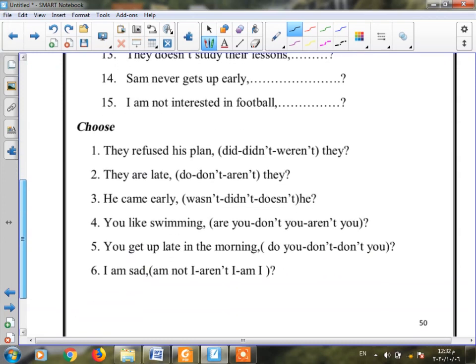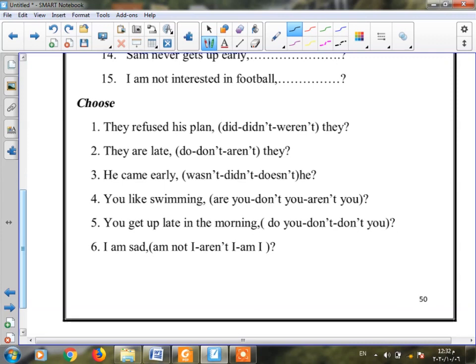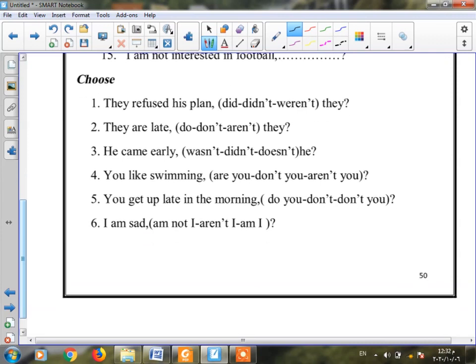Let's move to some choices together. Choose the first word, then use his plan. Okay, let's choose the correct form of the verb. Refused, again, it's past as you see. Negative or positive? No, it's positive. So here I'm going to convert my word into negative. It will be didn't. And they write the word they outside the brackets.